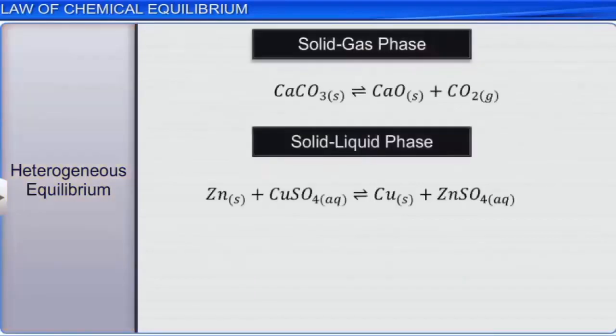The equilibrium in a system which has more than one phase is called the heterogeneous equilibrium. Examples of heterogeneous equilibrium include the thermal decomposition of calcium carbonate into calcium oxide and carbon dioxide, and the displacement reaction between zinc and copper sulfate to give copper and zinc sulfate.